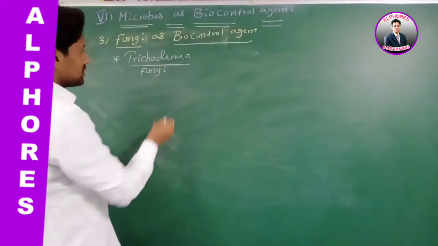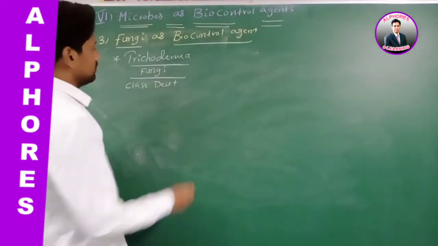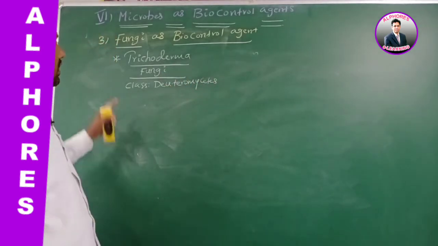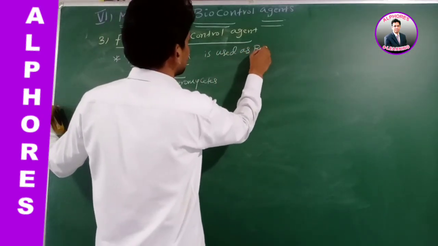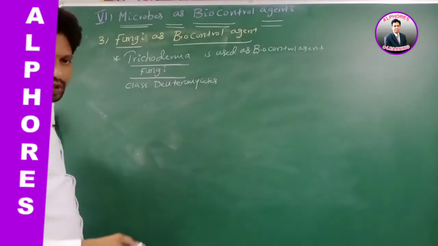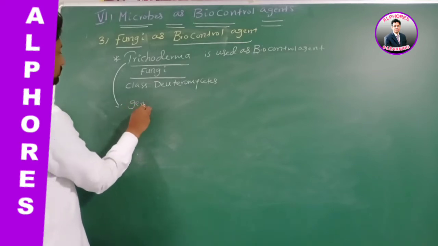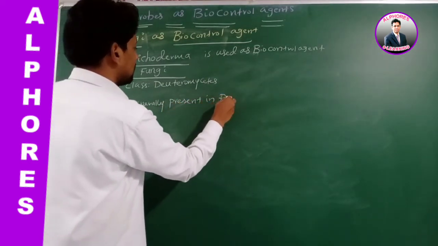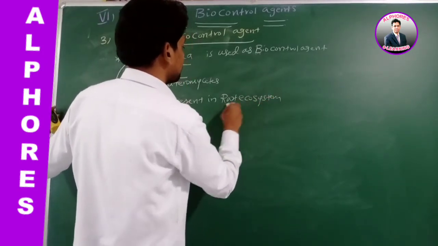Is this Trichoderma algae or fungi? It's fungi. It comes under which class, sir? It comes under class deuteromycetes. This Trichoderma is used as biocontrol agent. Where is this Trichoderma present? It is generally present in root ecosystem.